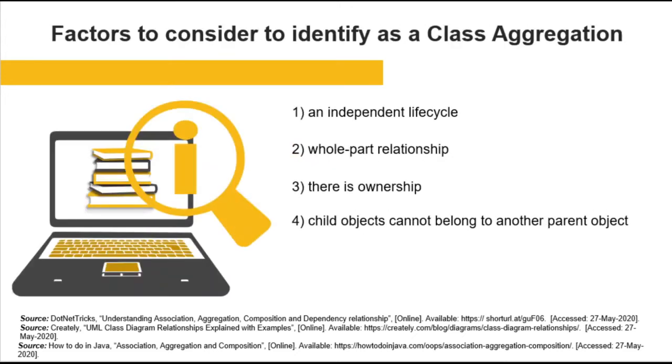Factors to consider to identify a class aggregation. We call aggregation those relationships whose objects have, number 1, an independent life cycle, meaning it can live on its own even when one of the two objects is deleted. Number 2, whole-part relationship. An object is considered the whole and the other object is a part. Number 3, there is ownership, of one class object over the other object. And number 4, child objects cannot belong to another parent object.